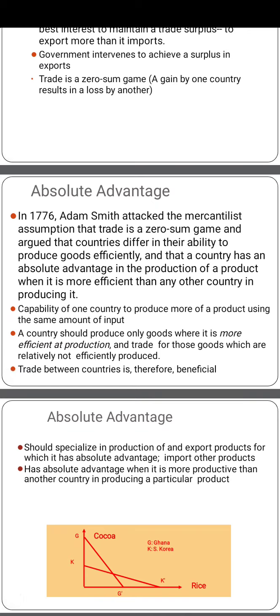In 1776, Adam Smith attacked the mercantilism assumption that trade is a zero-sum game and argued that countries differ in their ability to produce goods efficiently, and that a country has an absolute advantage in the production of a product when it is more efficient than any other country in producing it. So, it is the capability of one country to produce more of a product using the same amount of input.